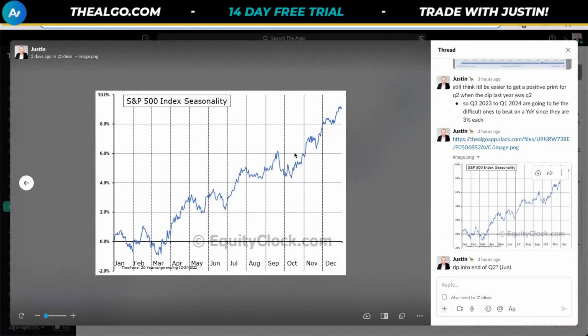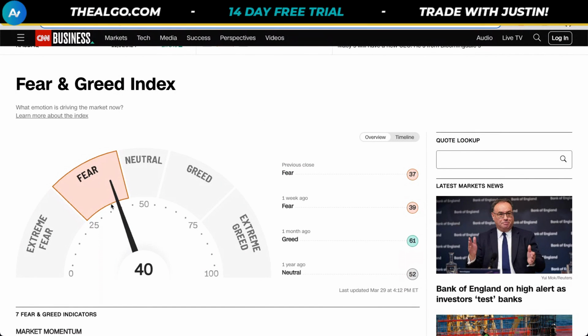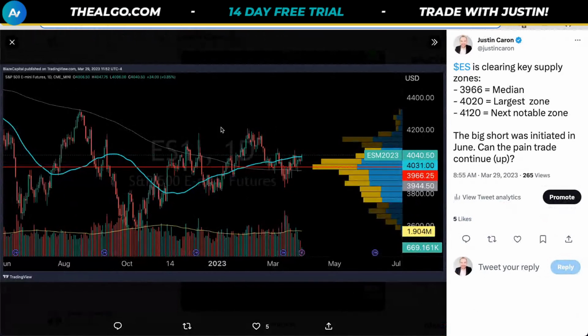All right, so moving forward here, right, that's done. We talked about the fear. So if we're going to go into neutral and then to greed and we're going to continue higher now, we need higher highs. Why? Well, because the pain trade is what's driving the market right now. So we noted these levels for, I don't know, about a week or two now. Median price here on ES from when that big short was put on last June, 3966. The largest zone is 4020. That's going to clear this top pocket right here. That's what we're doing right now. 4120 is the next notable zone. So the big short was initiated about a year ago. And at the end of Q2, that'll be a 1-year anniversary. Can the pain trade continue or go up?